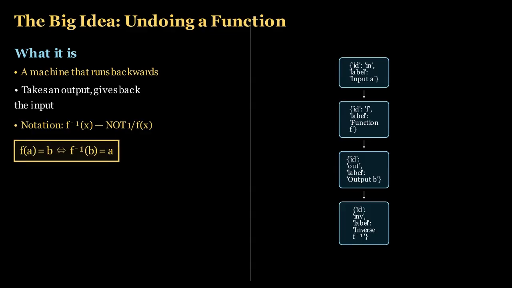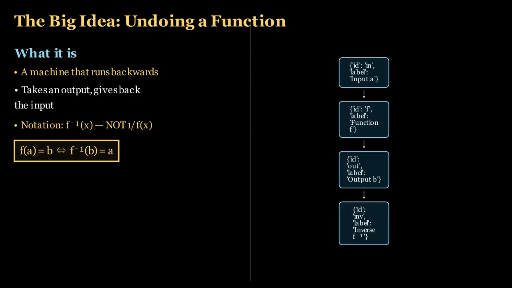If our original function f takes an input a and turns it into an output b, then the inverse function, written as f to the -1 of x, takes b and gives you back the a. A super important warning right away: that little -1 is just a symbol. It does not mean 1 divided by f of x, like a reciprocal. It's just the name we give to the backwards machine.